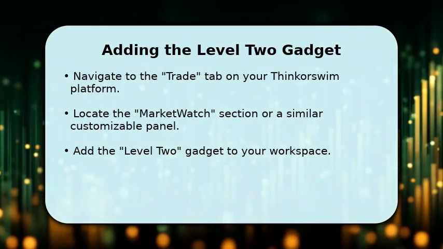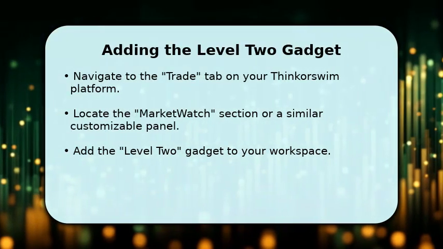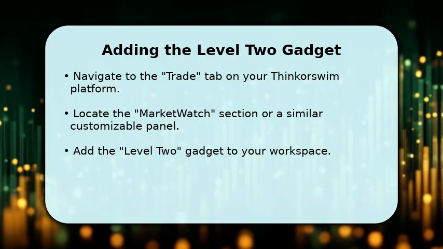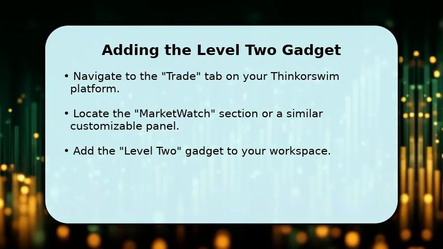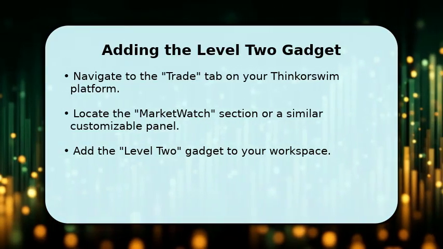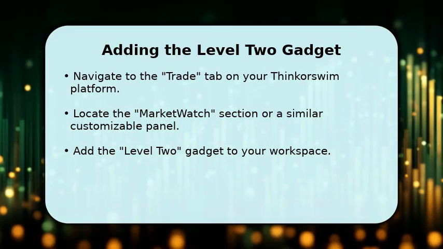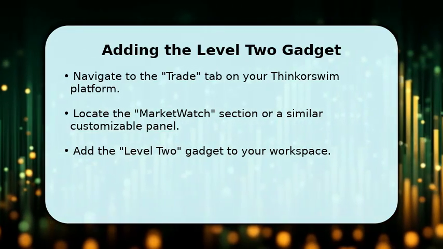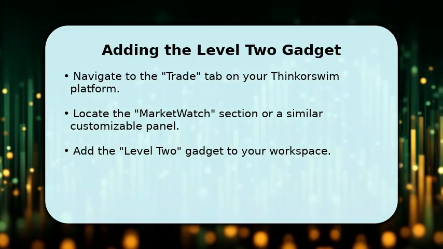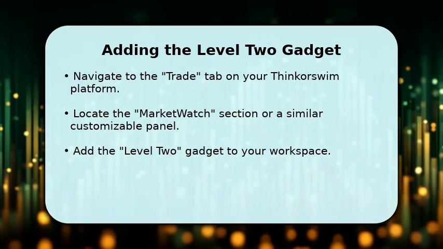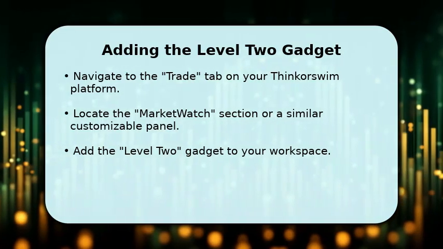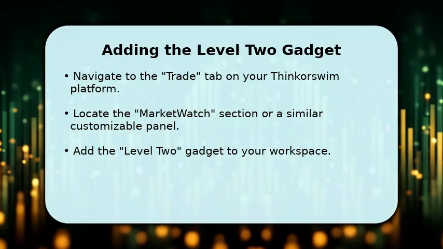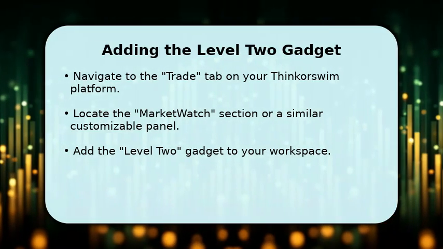To begin, open your Thinkorswim platform and head over to the Trade tab. Look for the Customizable Gadgets section, often found on the left or right side of your screen. From there, you'll want to add the Level 2 gadget to your workspace. This gadget is your gateway to seeing the detailed order flow, providing a real-time view of market depth.